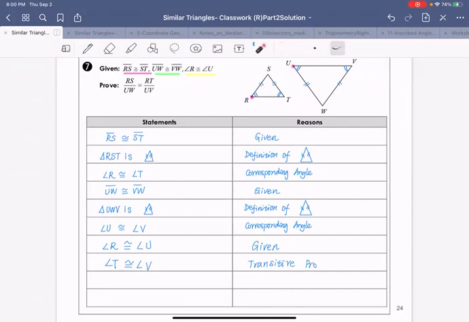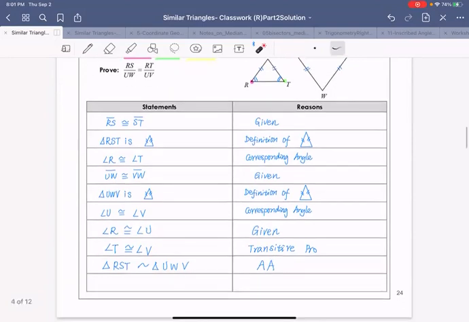Now, look at here. These two are equal. These two are equal. Can you see these two triangles are similar? Yes or no? Yes, because AA. Very good.